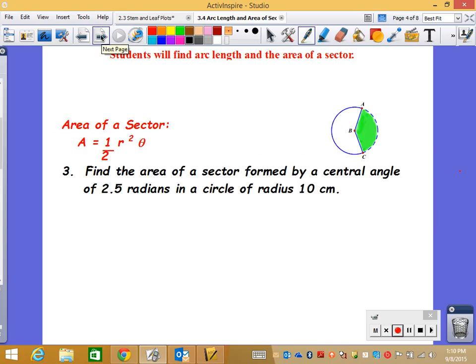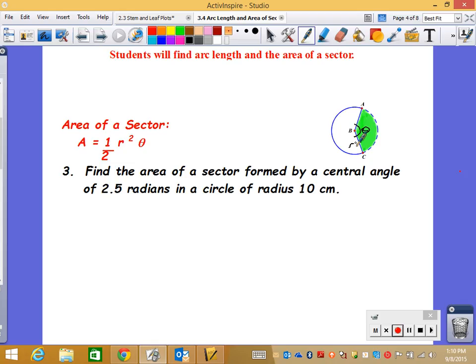So we're going to introduce a new formula, the area of a sector. So if we have a central angle theta again, and a radius of r, the area of that green sector is 1/2 r squared times theta. Remember, theta has to be in radians again. So let's use this formula to figure out some problems here.